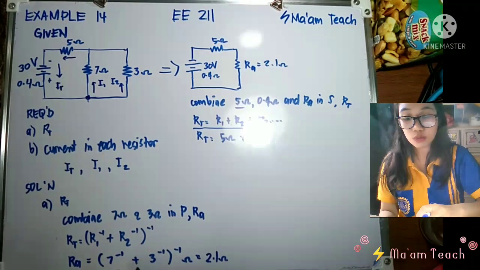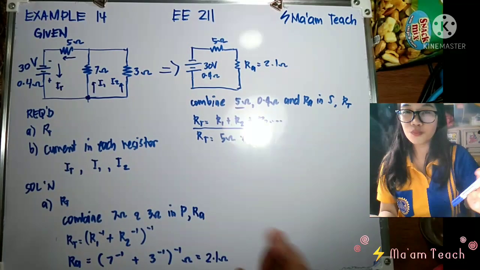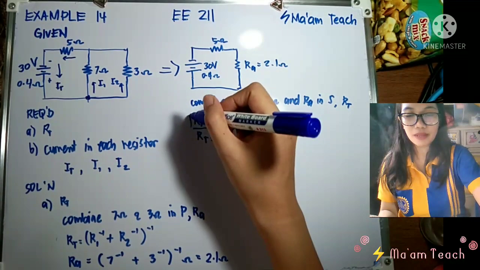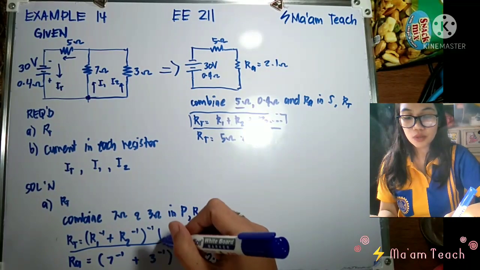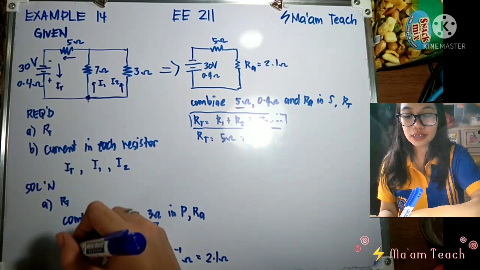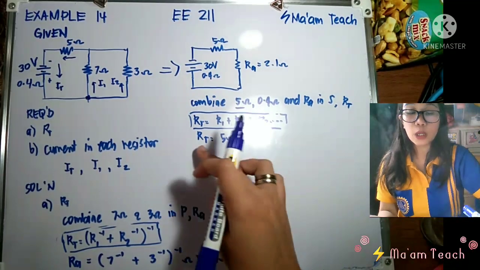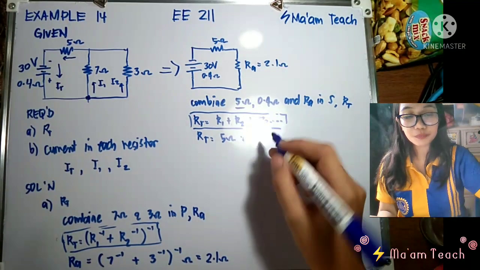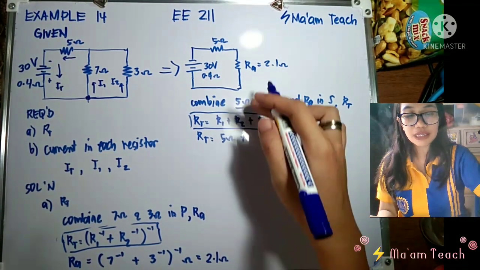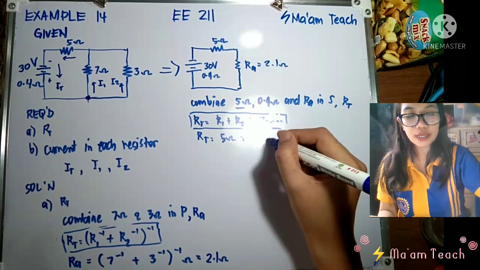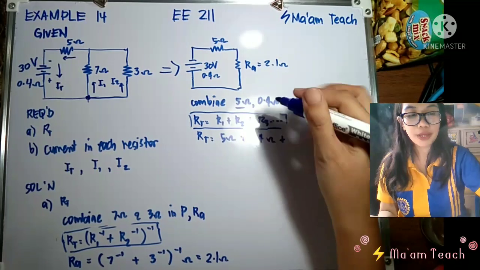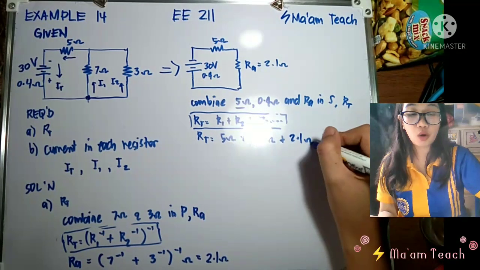Ma'am, R sub 1 should be 7, R sub 2 should be 3. No, class, what I meant by this is the general formula. But what we're trying to show here is where we will base our computation or solving. So let us have this as our first resistor, and then 0.4 for the second resistor, and for the R sub A, we have 2.1 ohms.